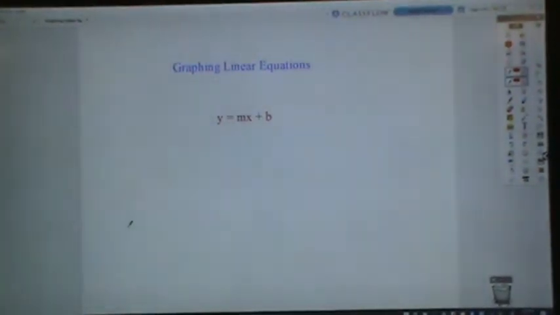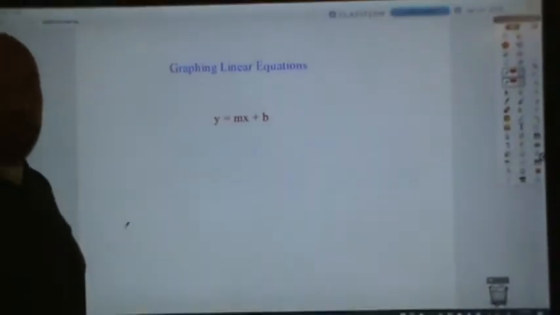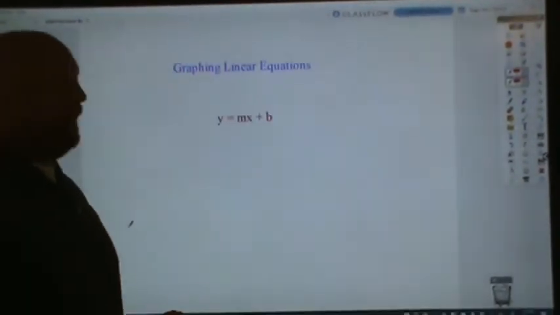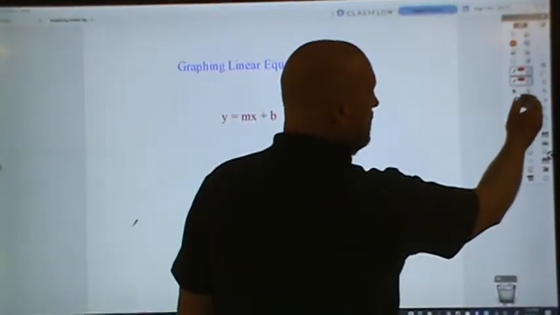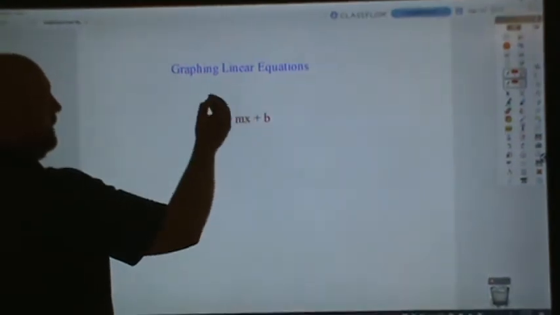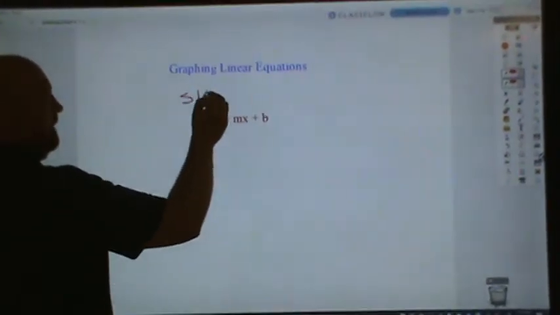Hello, today we're going to talk about graphing linear equations. And when we graph linear equations, there are two things that we really want to know about our lines, and those are the slope and the y-intercept. And when you're given a line in slope-intercept form, it really makes it easy for you to determine what that slope and that y-intercept are.